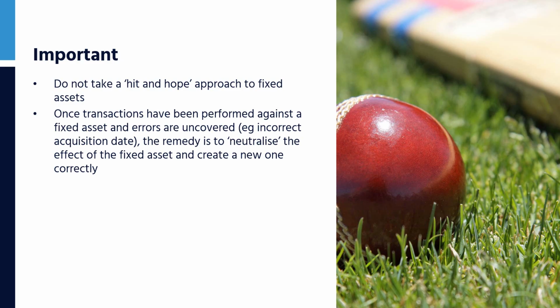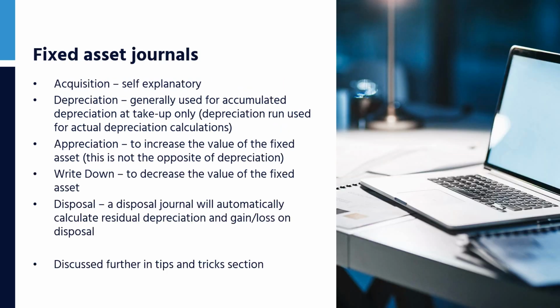So just in general terms, don't take a hit and hope approach with the fixed assets module. Once you have performed transactions against an asset, if you see that you've done something incorrect, then essentially you need to neutralize that asset transactionally and then create a new asset. So it's not really possible, once you have started processing transactions, to correct all and sundry within that asset. It's generally a case of neutralizing it and starting again. So we'll talk a bit more about that as we go as well.